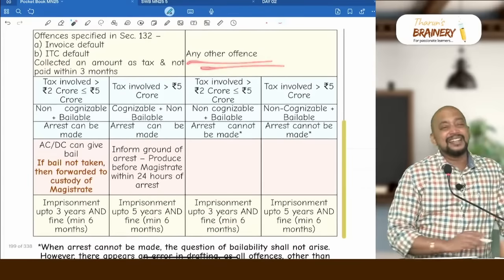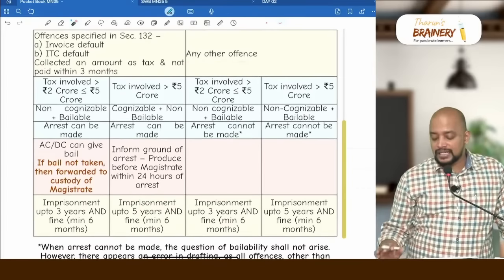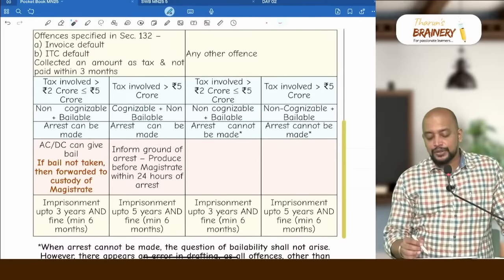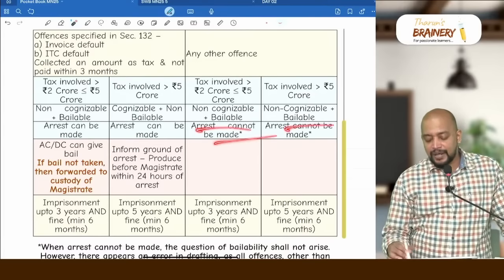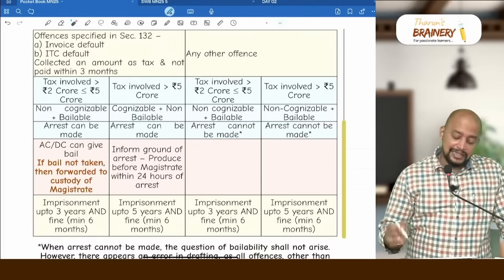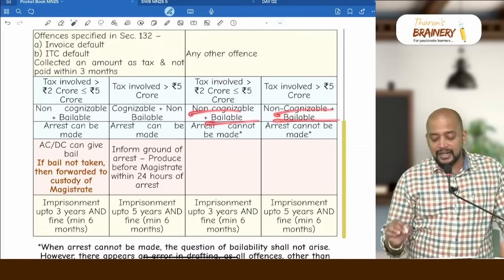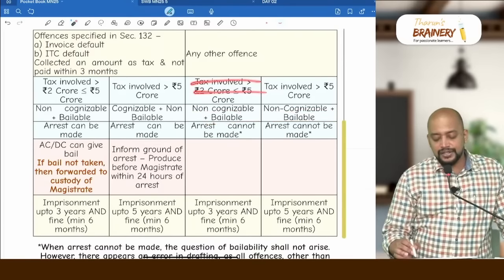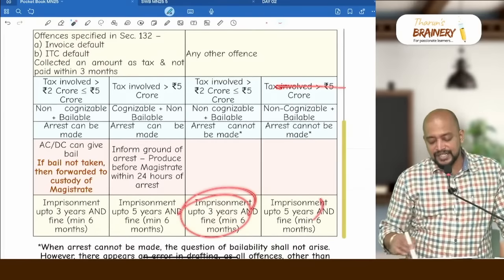Any other offence is not coming under cognizable, no arrest, etc. So any other offence, arrest cannot be made. But in law, they gave that as non-cognizable and bailable. So where tax involved exceeds 2 crores, exceeds 5 crores, imprisonment is there.